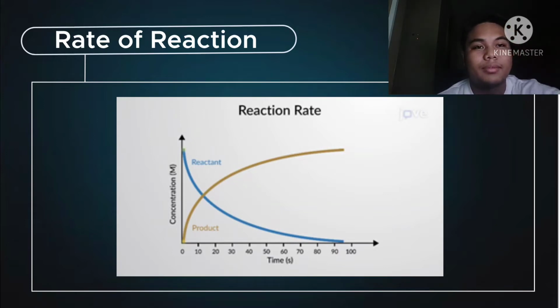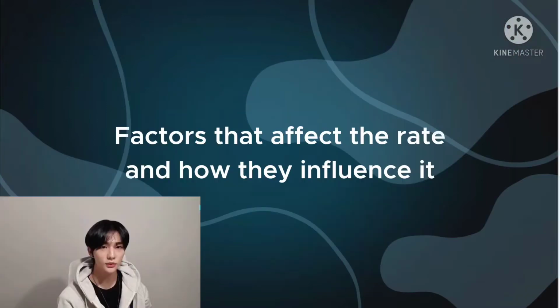of the magnesium. There are factors that affect the rate and how they influence it, but there are 4 specific ones that will be explained by my fellow groupmates. They are reactant concentration, physical state of the reactants or surface area, temperature, and presence of a catalyst.